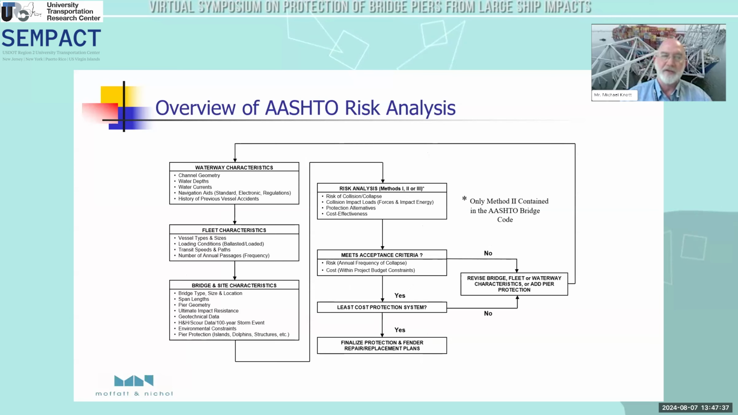There's basically a process where we get information about the waterway, channel geometry, water depths, currents. We get information about the fleet passing under the bridge, the vessel types, its loading conditions, its transit speeds, the vessel transit path, and the number of vessels passing in any given year. Of course, we get information about the bridge, its type, size, location, the spans. Important is ultimate impact resistance and geotechnical data, as well as scour information. This is taken through an analysis process that results in an estimate of the probability of collapse and also the selection of a design vessel.